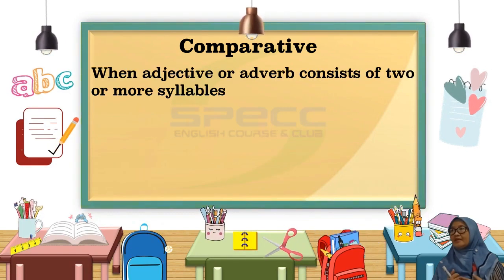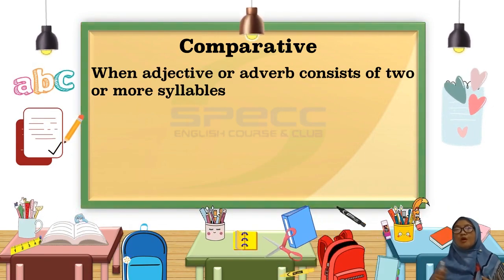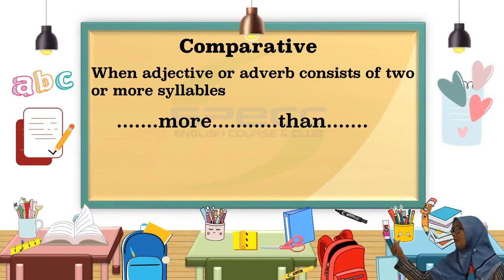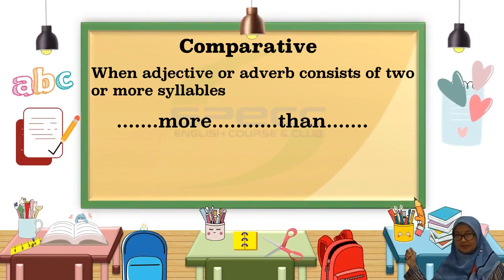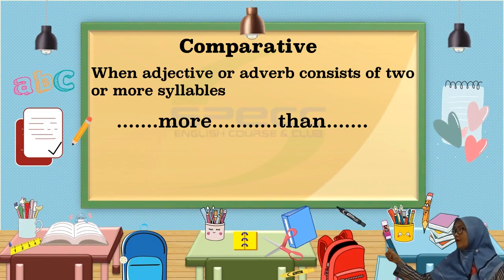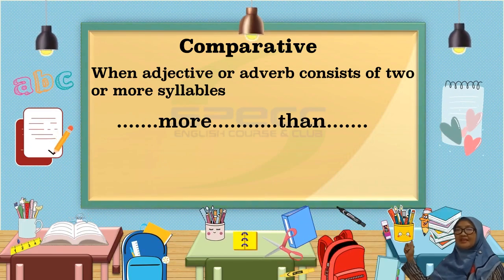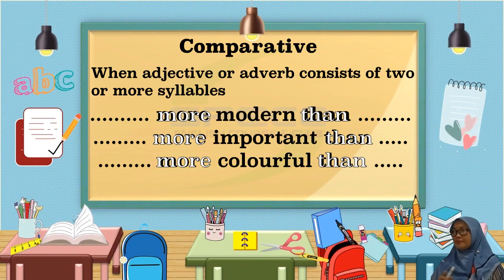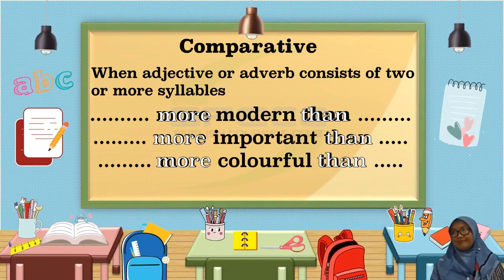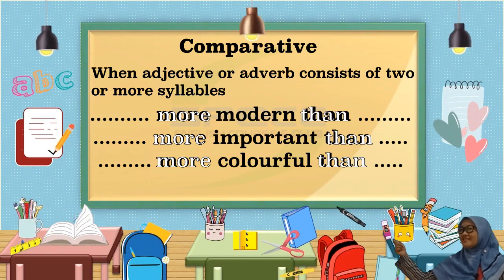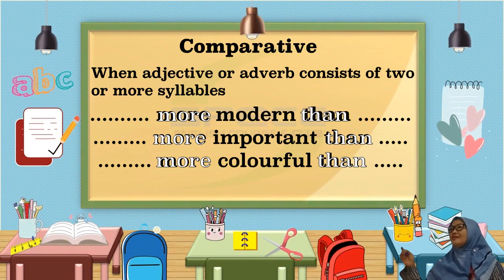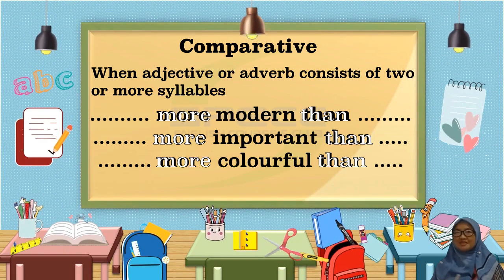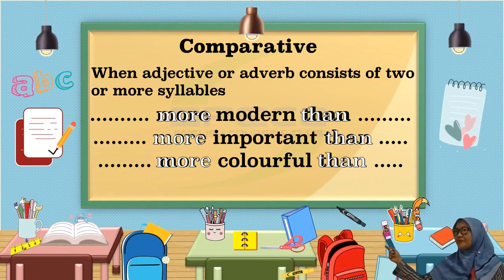And then when the adjective consists of two or more syllables, we have the form more, and then the adjective or adverb, and then than. Okay, now let's see the example. The adjective or adverb that consists of two or more syllables: more modern than.